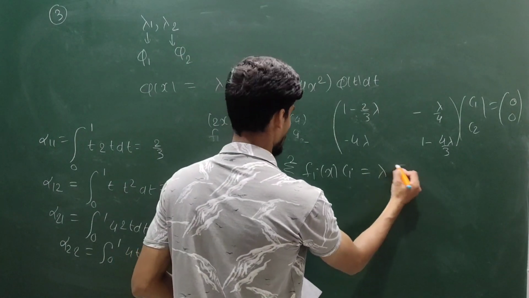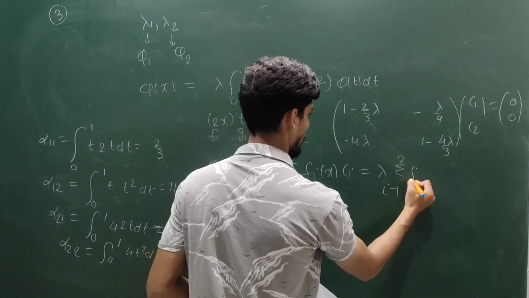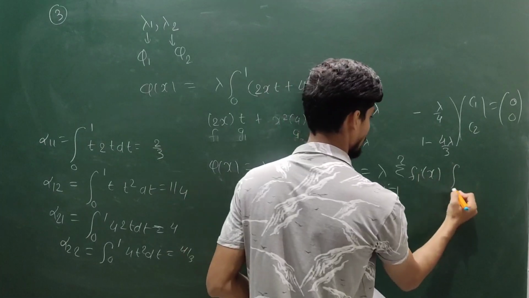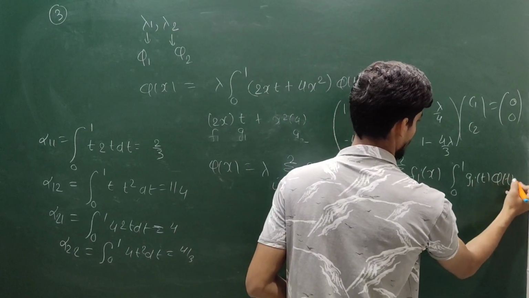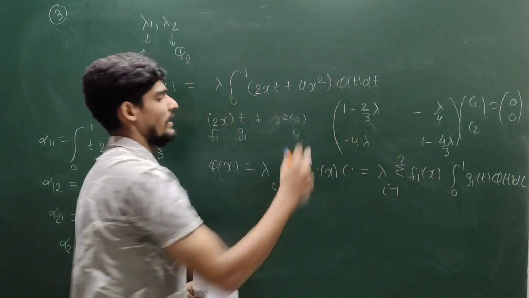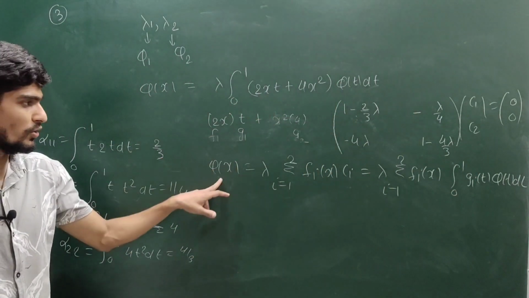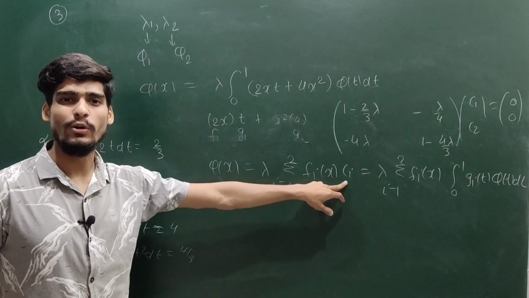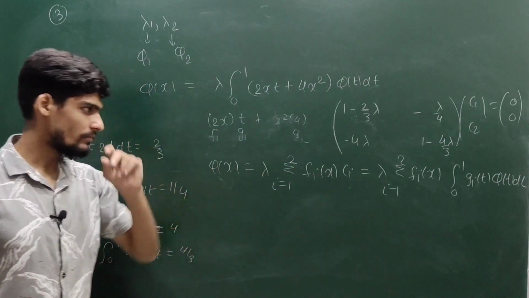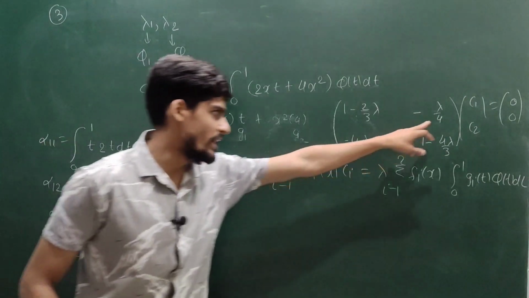So if you write in this format, i is running from 1 to 2, phi i x, your ci is integral 0 to 1 g_i t phi t dt. So this equation and this equation both are the same. So this is your solution. In this solution, you know lambda, you know phi i, you just need to know ci. So let us compute your ci.